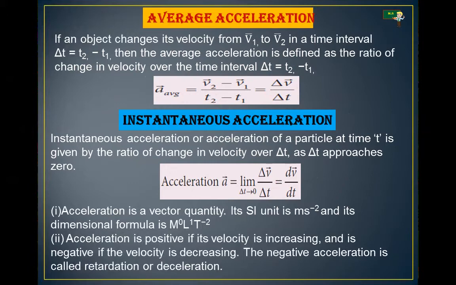And we know acceleration is a vector quantity. Its SI unit is m s^-2 and its dimensional formula is M^0 L^1 T^-2. Acceleration is positive if the velocity is increasing and is negative if the velocity is decreasing. The negative acceleration is called retardation or deceleration.